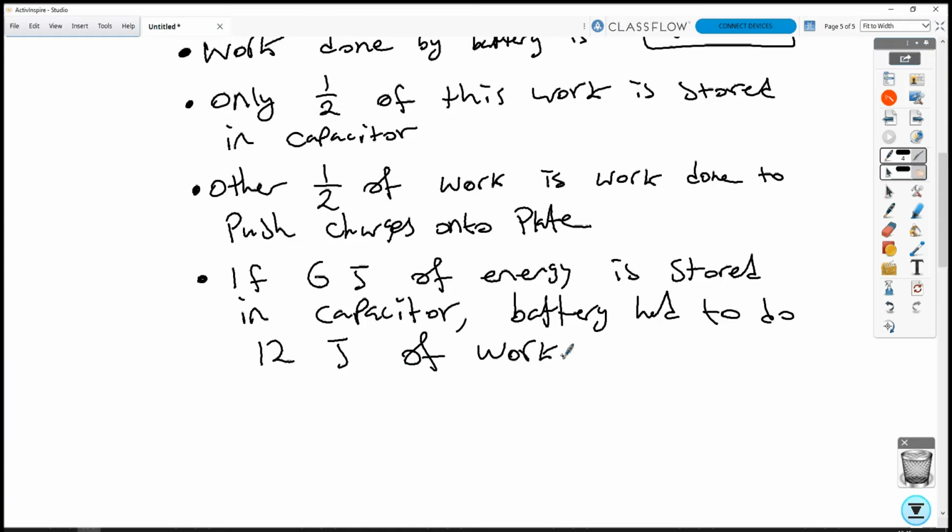You know how only half the energy, or only half the work done, is stored on the capacitor. Does that apply to other things like thermistors and LDRs? No, because we're not charging them up.